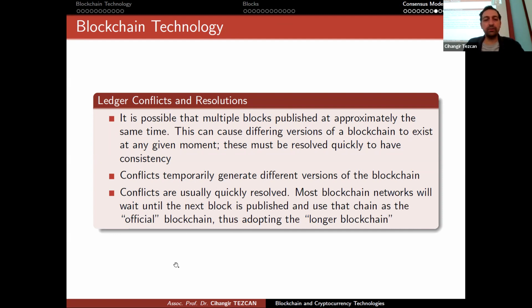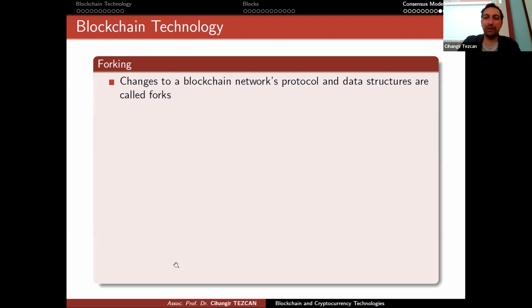Most blockchain networks will wait until the next block is published and use that chain as the official blockchain, thus adopting the longer blockchain. This is actually the main reason why you wait for 6 more blocks to be added to Bitcoin, so that you're sure that it is the official blockchain. Okay, but if you invested too much money, instead of waiting 6 blocks, maybe you wait 60 blocks. We will talk about it when we talk about Bitcoin.